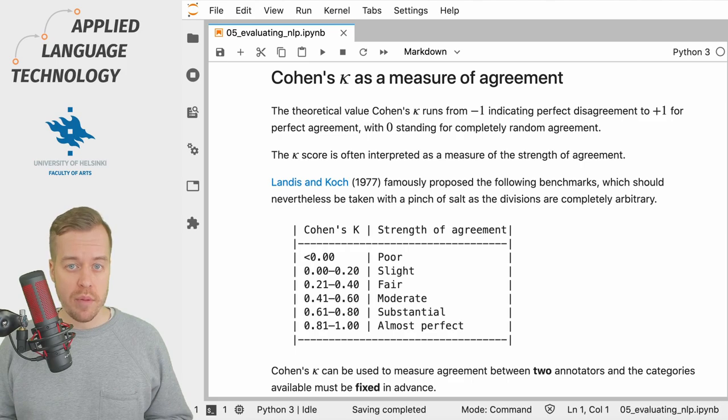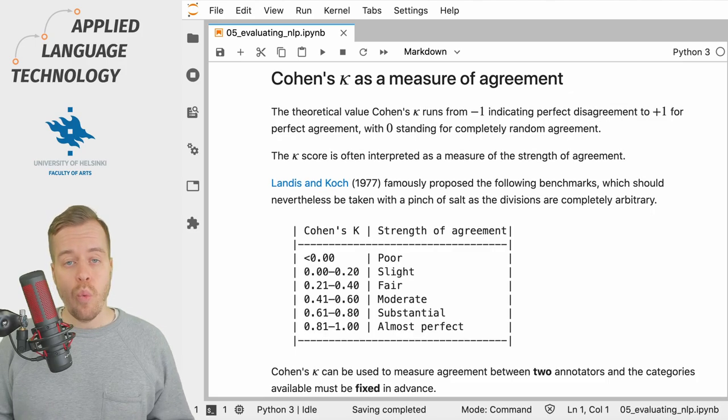We can measure agreement between individuals on some body of data using statistical methods known as inter-annotator agreement measures. One traditional measure of agreement is known as Cohen's kappa, which ranges from -1 to +1, where -1 indicates perfect disagreement on the data, whereas 1 stands for complete agreement. 0, in turn, indicates completely random agreement between the two individuals.